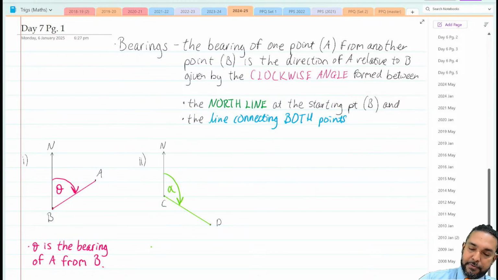So in this case, that's an alpha. So alpha is the bearing of C from D.